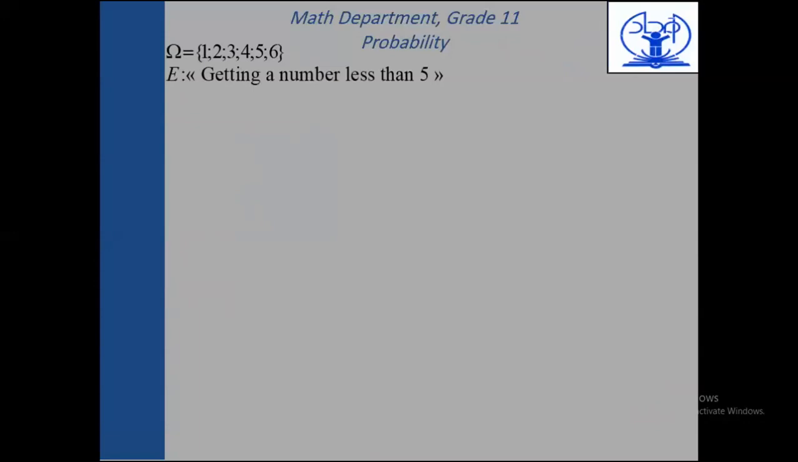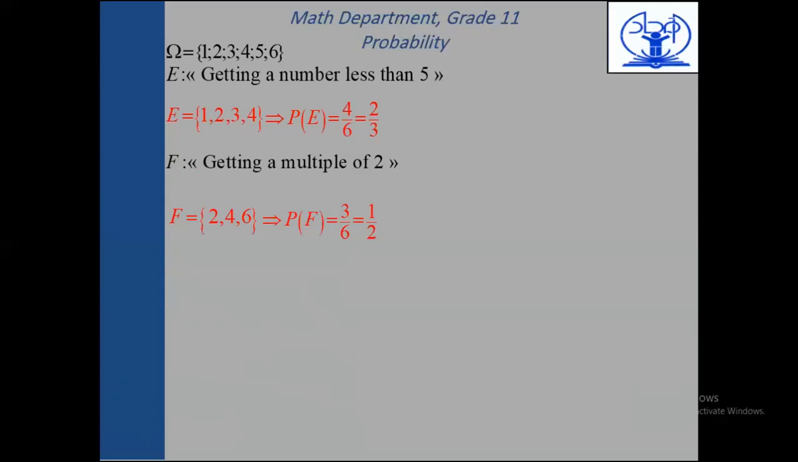What's the probability of E, getting a number less than 5? Here are the accepted outcomes: 1, 2, 3, or 4. And the probability of E will be 4 over 6, and that's 2 over 3. What's the probability of getting a multiple of 2, or an even number? The multiples of 2 are 2, 4, and 6. And consequently, the probability of F is 3 over 6, half.